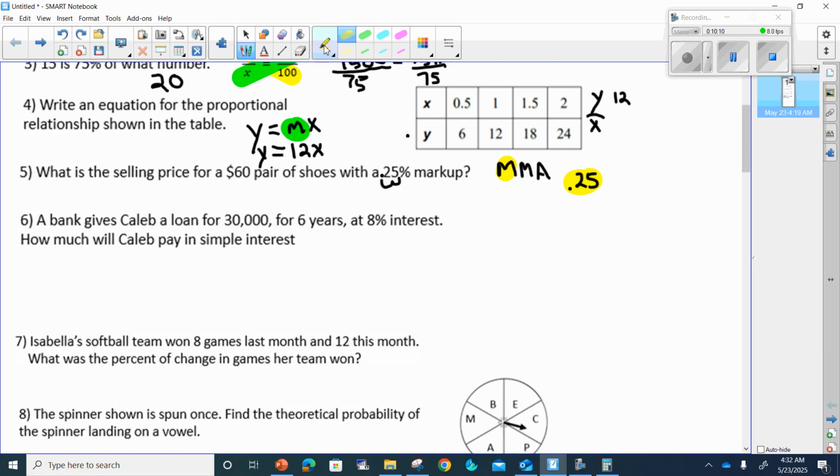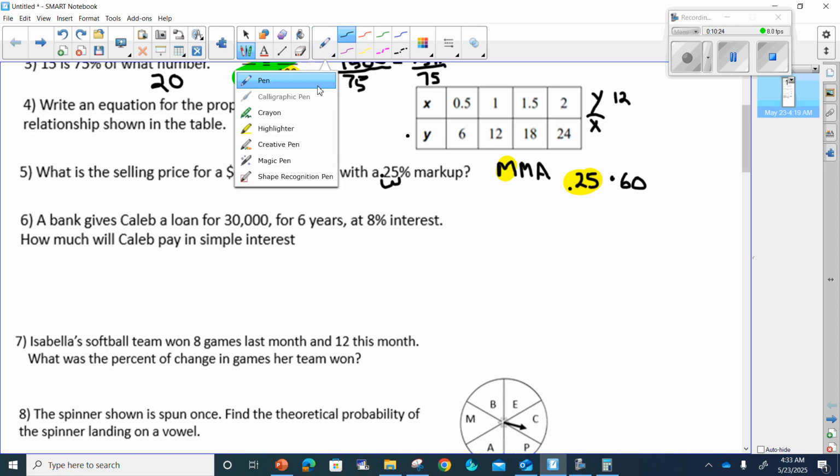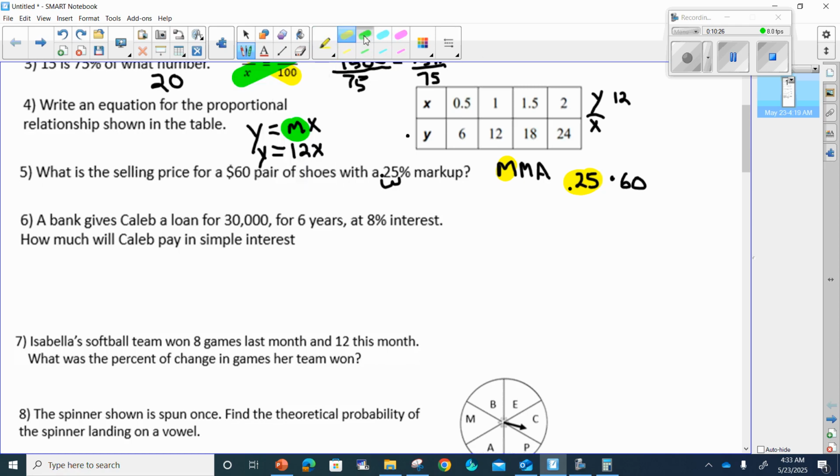Next, we're going to multiply. We're multiplying our decimal to our number. So we're going to multiply this to 60. The second M stands for multiply. .5 times 60 is 15.